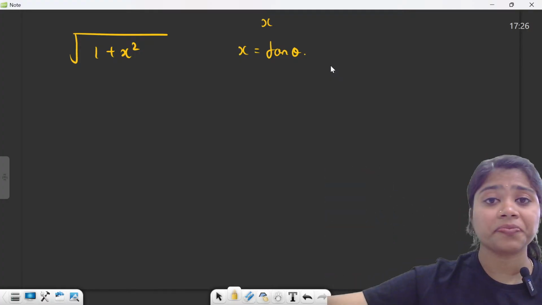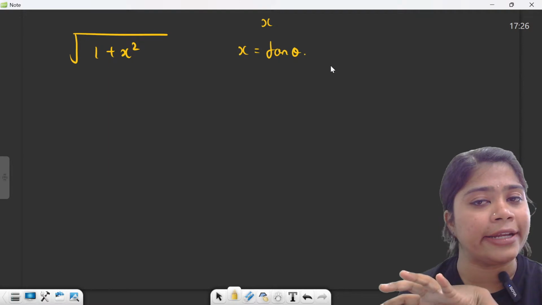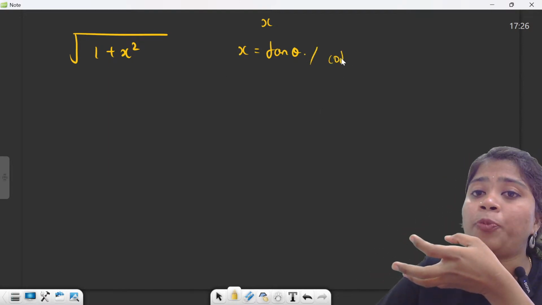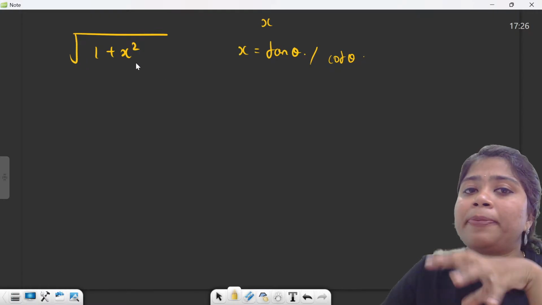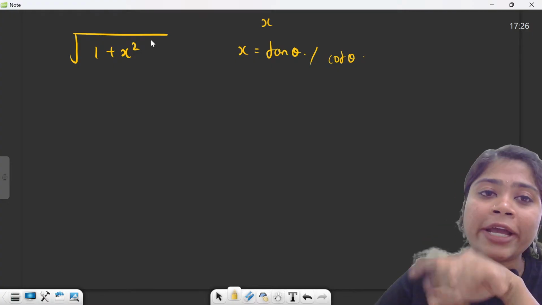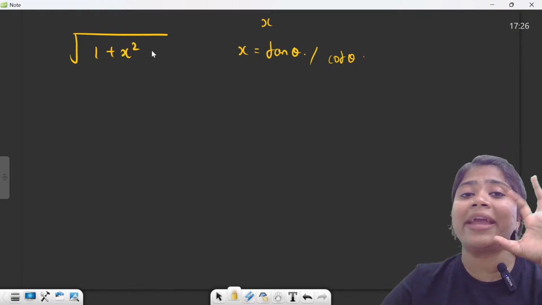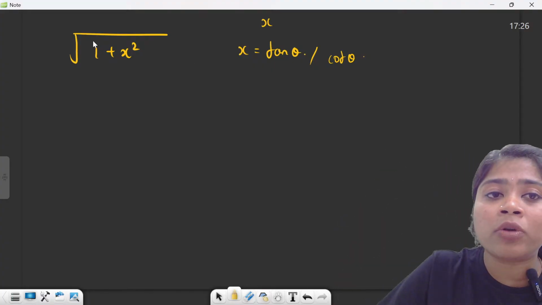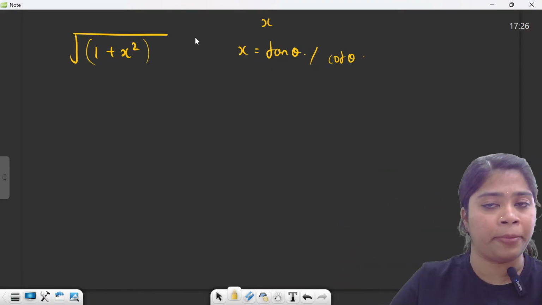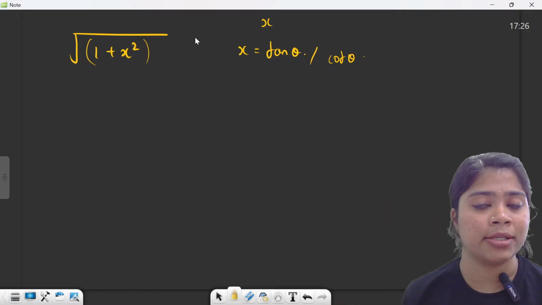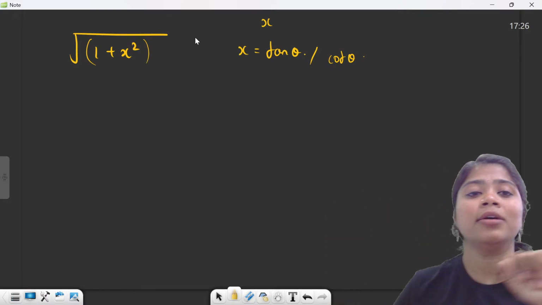Whenever you have x is equal to tan theta, or you can put cot theta also. So 1 plus tan square theta is what? Secant square theta. Square and square root get cancelled. So the main idea: whenever you find a root, if you want to simplify, try to write the expression in whole square format. If that is a whole square, square and square root get cancelled. That's the idea.